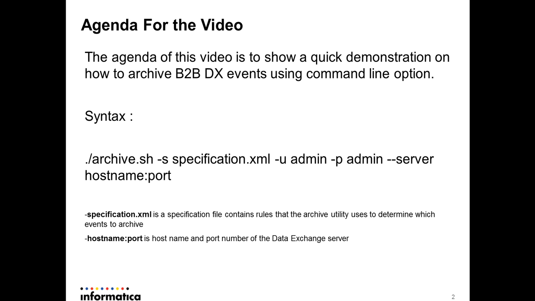One of the arguments is specification.xml. This file basically tells the rules based on which it has to decide which events it needs to archive and purge. Then you provide the username and password, which is the username and password for the DX. And then you provide the host name and the port number of the DX server. So let me just go over and show you a quick demo, and maybe things will get clearer.